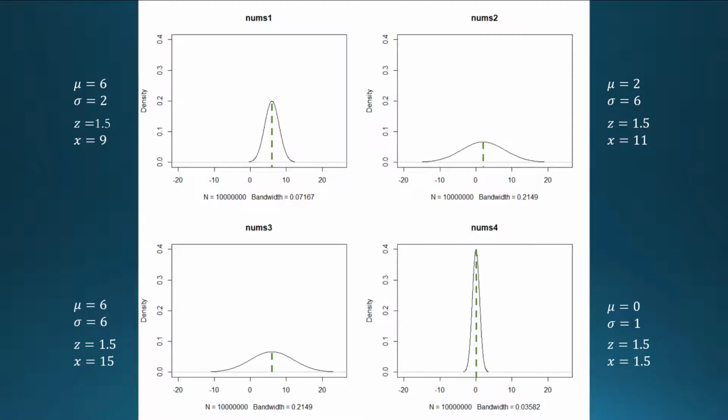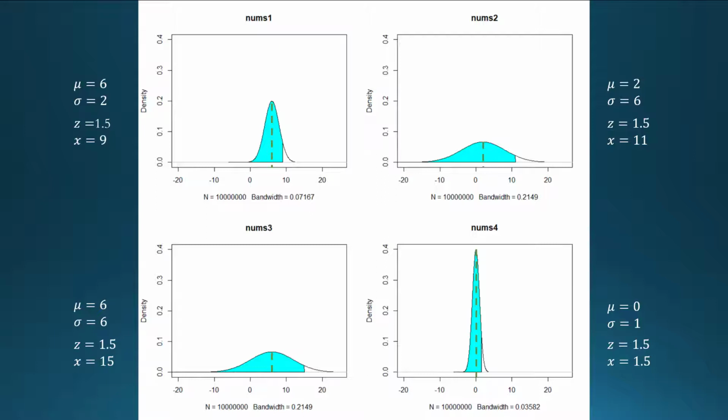So anyways, when we're looking at the area from that z-score to the left, or that value of x to the left, we're finding this area right here. Okay. And then for the one on the top right, it's that area right there. For this area, for the bottom left, and then for the bottom right. And so that's for those different x scores.